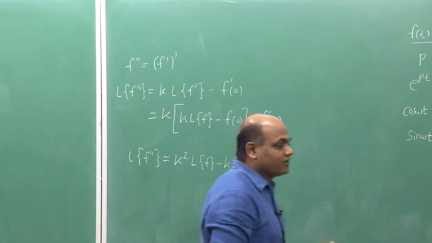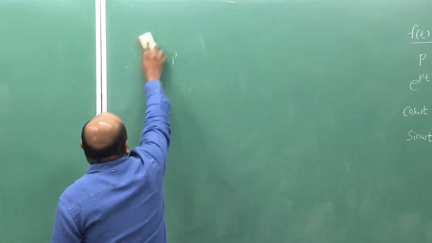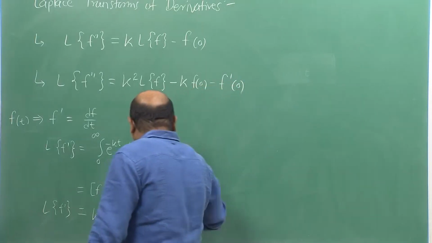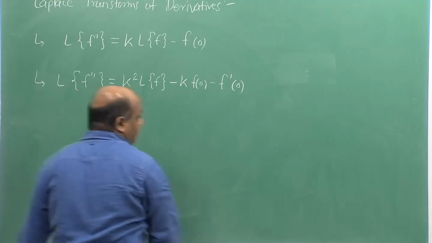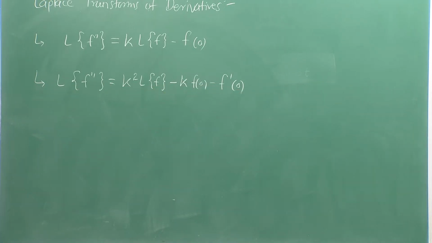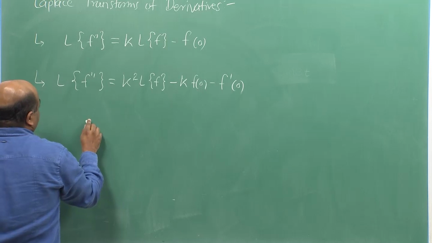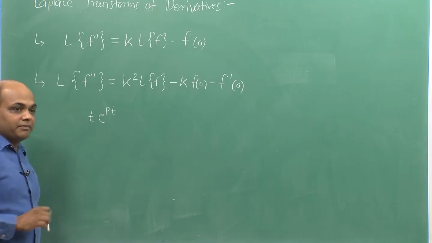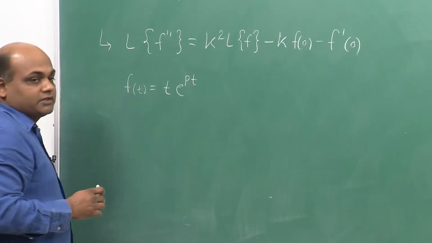So, we can use this to find again Laplace transforms of more complicated functions. So, let us see an example. Suppose we have to find the Laplace transform of t times e to the power pt, right. So, my f of t is equal to t times e to the power pt.